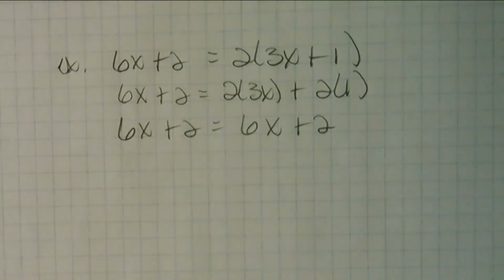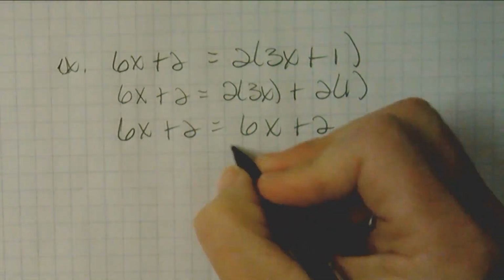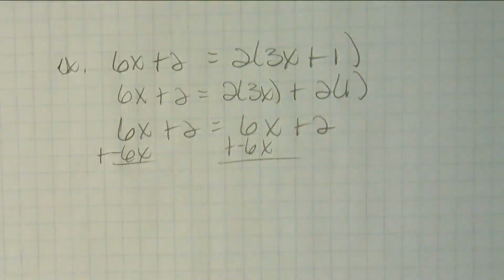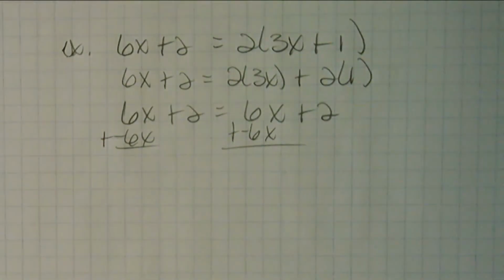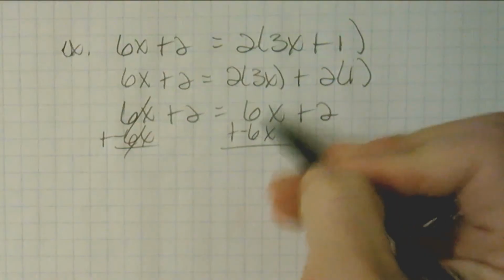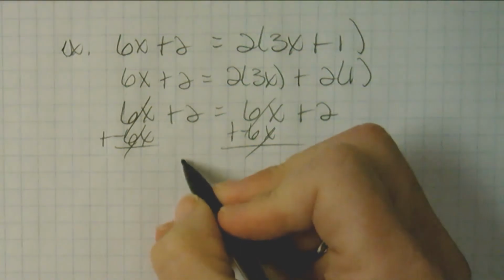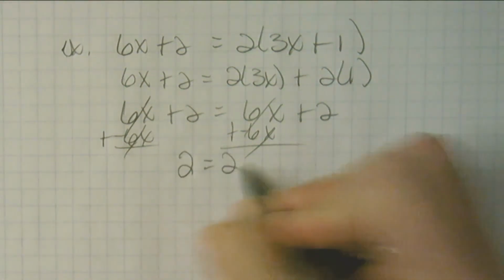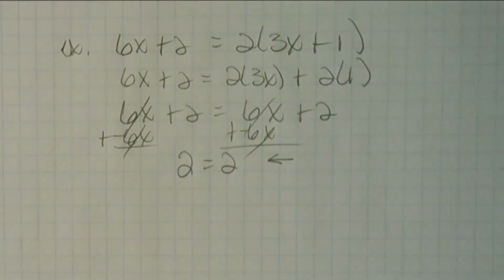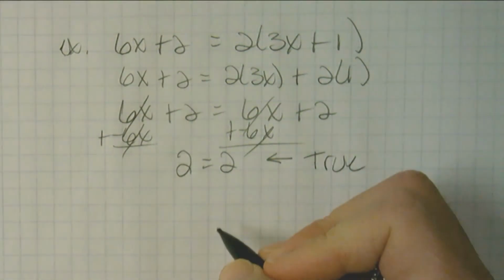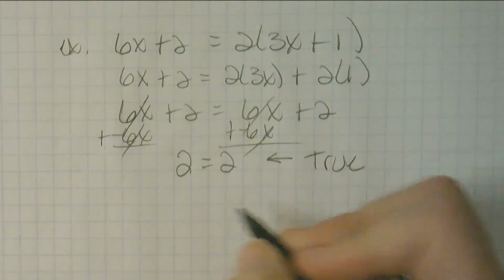How many of you guys got to 6x plus 2 equals 6x plus 2? All right, I'm going to go ahead and add a negative 6x to both sides. What happens to my 6x's? Alex? They become zeros. These two cancel each other out. So Alex, what am I left with? Excellent. So I have 2 equals 2. Is that true? Yeah, this is true. 2 does equal 2.